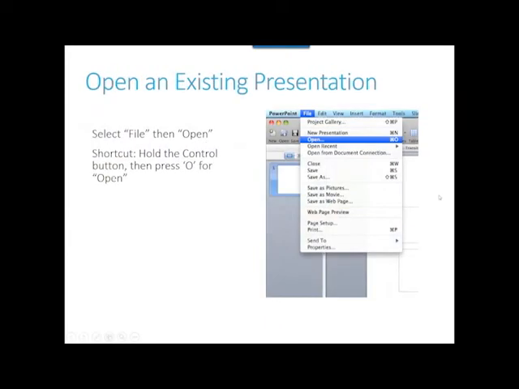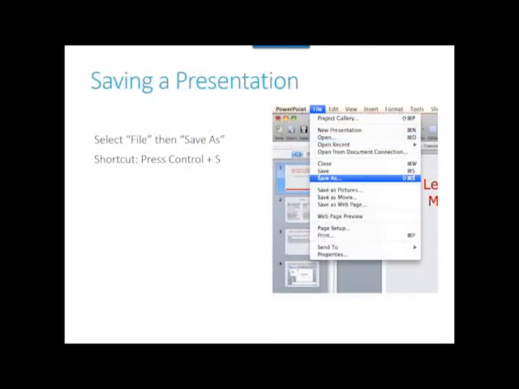So how to open an existing presentation? Again, you just go to File and Open, and then you can easily open any presentation that you want. The shortcut for this is Control plus O, and O is short for open, and you can open any existing presentation that you want.